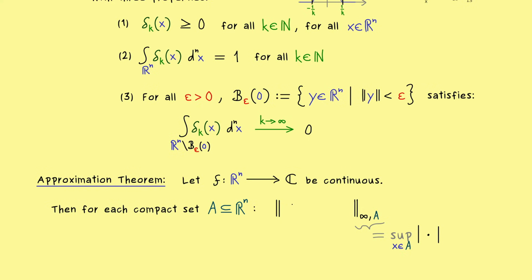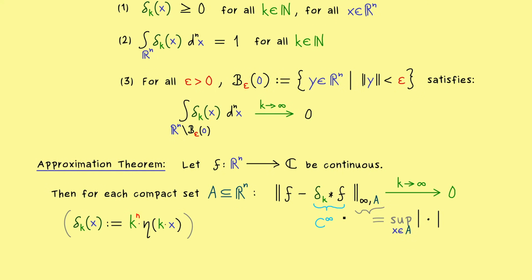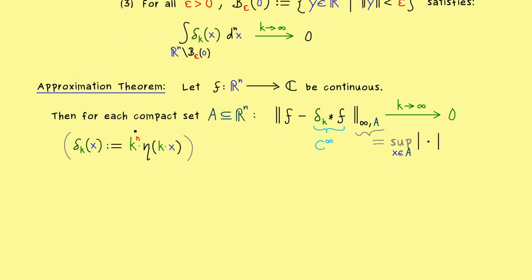But now of course we want to know what is the function inside this supremum norm. And there we have our function f minus the convolution delta_k with f. And because delta_k is a C infinity function, this convolution is also a C infinity function. This means this is the case when we choose this particular Dirac sequence. And now finally the important result of our approximation theorem is that this supremum norm goes to 0 when k goes to infinity. Which actually means that we have the uniform convergence of this sequence of functions to f. However, please note we only have it if we restrict everything to a compact domain.